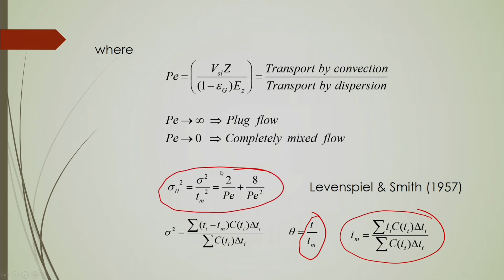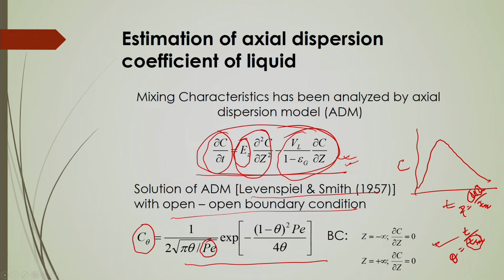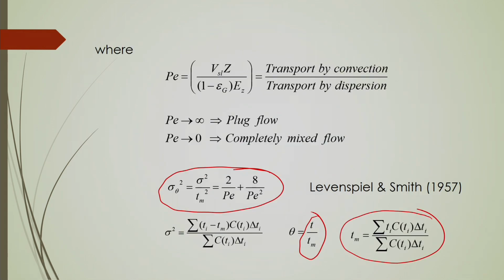of the distribution of the concentration from this equation, based on the open boundary condition. This sigma square is called the variance, which you can calculate from your experimental data. Once you know that sigma square and the Tm value, then you can easily calculate sigma theta square. This sigma theta square will be a function of the Peclet number, which is simply defined here as VSL Z by (1 minus epsilon g) into Ez.